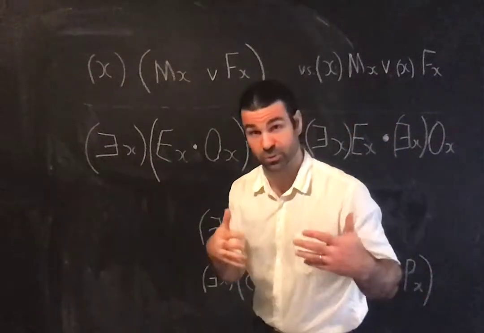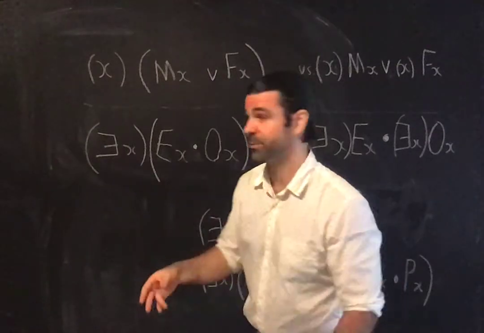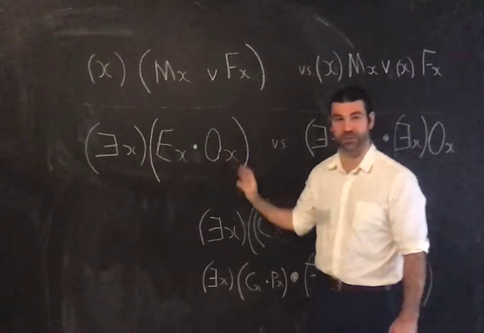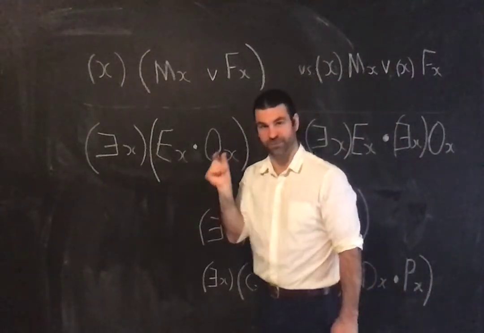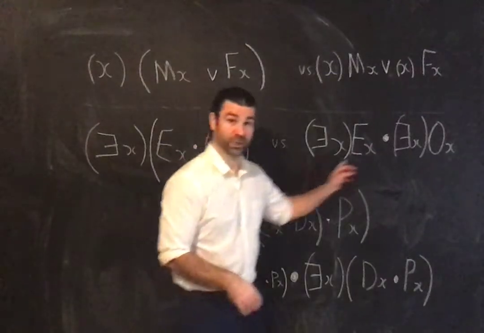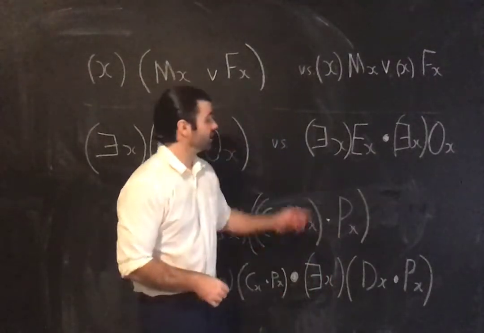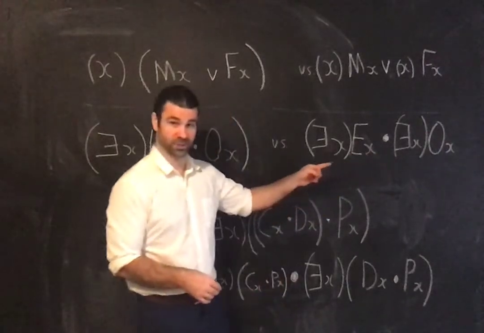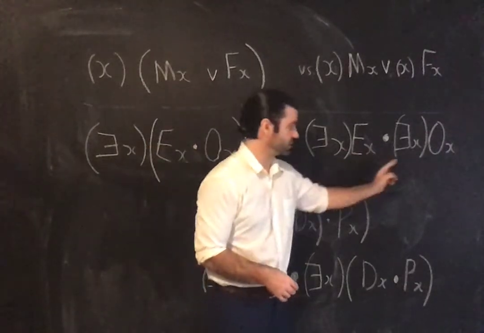If you're asked to symbolize "there are odd and even numbers," "there exists an x such that x is both even and odd" is wrong. That says there is a number which is both even and odd. That's not true. This is the way you would say it: a conjunction of existential statements. There are even numbers and there are odd numbers.